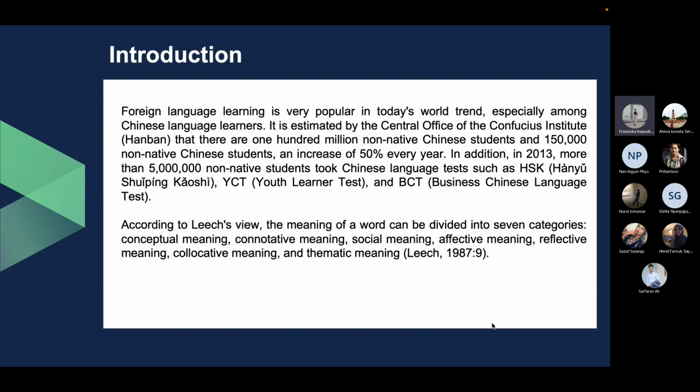Okay, and then reflected meaning refers to terms which have more than one meaning at the same time. So there's a kind of ambiguity. For example, the word pass away. It is commonly understood as stop living rather than move to a distance at the conceptual meaning level. And then the collocative meaning contains words that are found together.